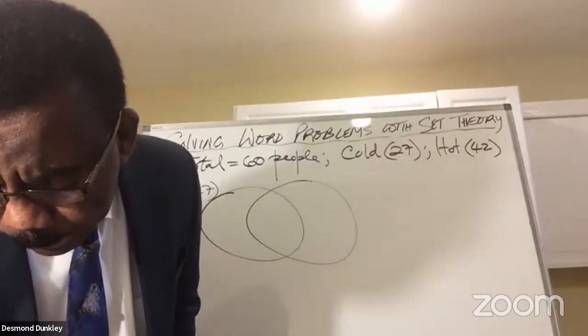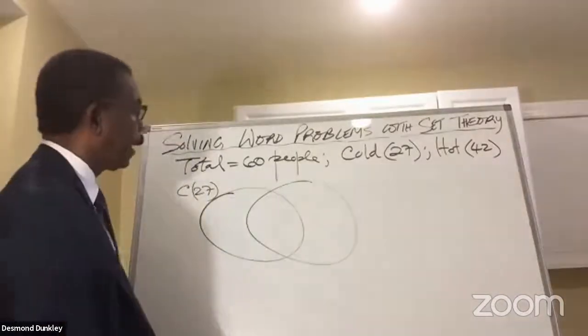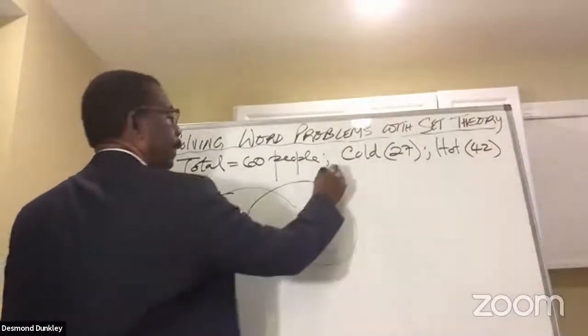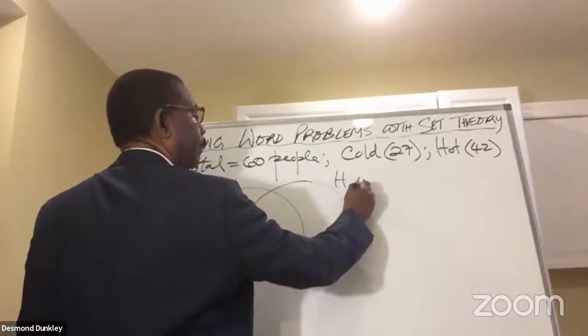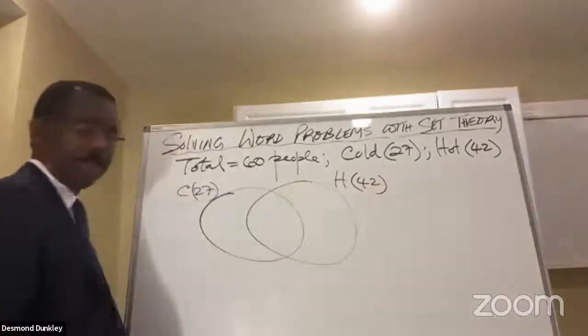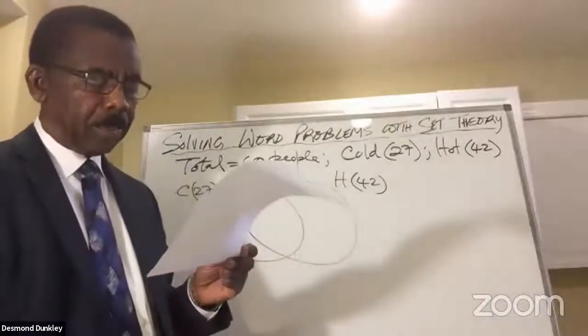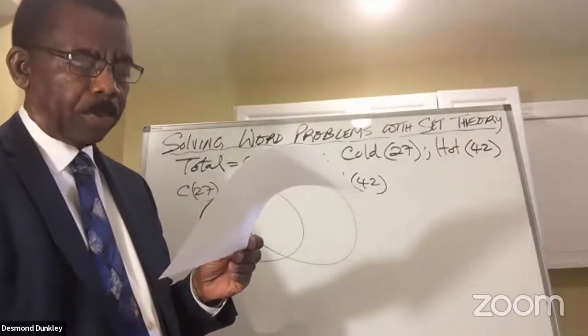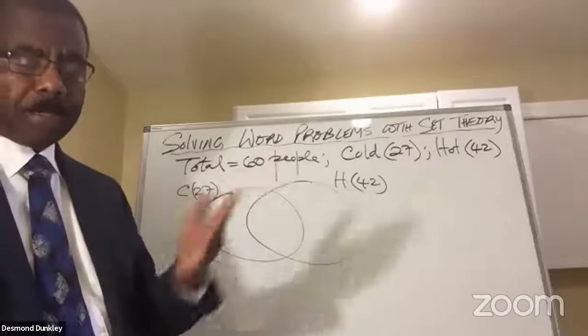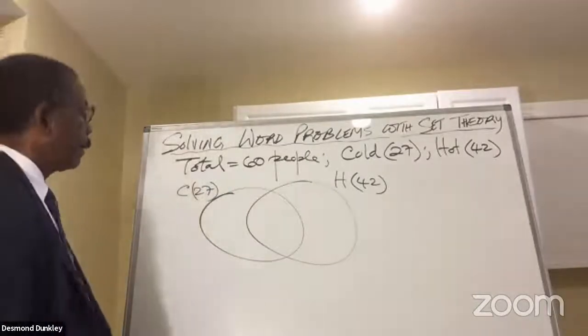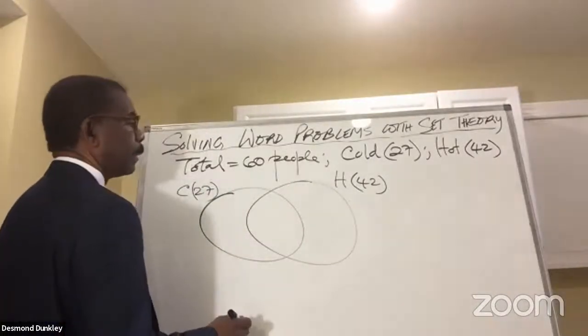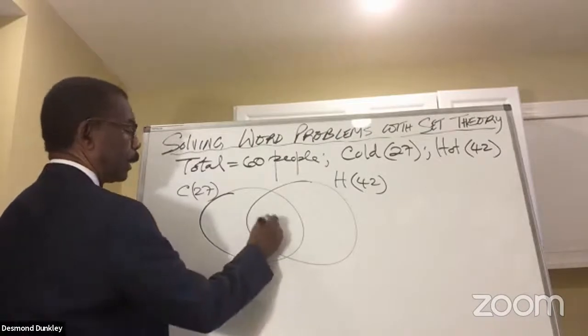Wow. Okay, so that is that. This is hot, which is 42. I think what they should have said was how many like both hot and cold? That's what they should have asked, but hey. So this we don't know. This is the number we want.